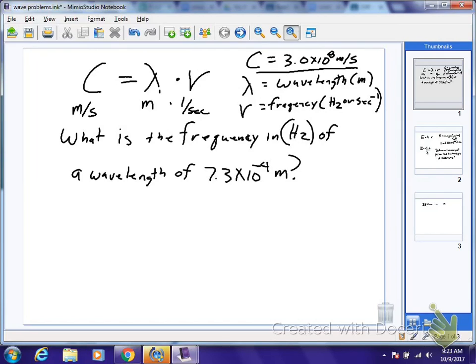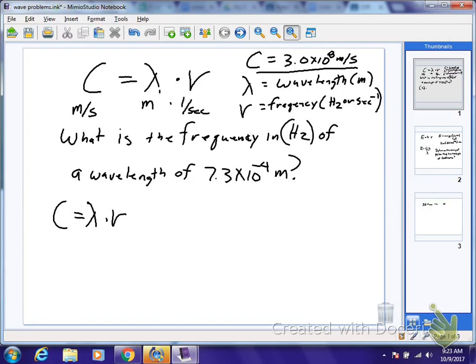So we're going to do this first problem. We're going to isolate frequency. So our units is going to be hertz or seconds to the minus 1. Whatever you want to put down is fine. So we'll put C equals wavelength times frequency. And then we need to take this equation and isolate frequency. So how do we do that?